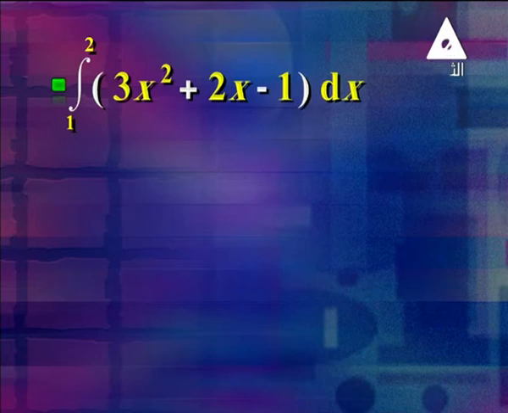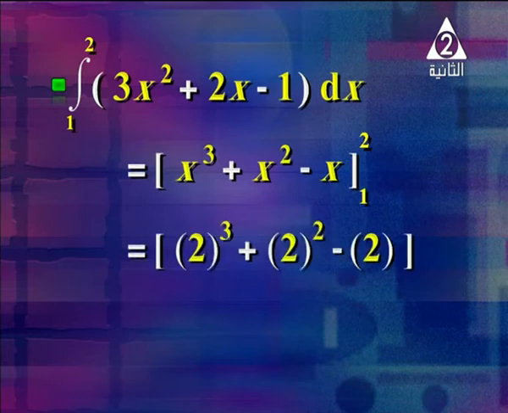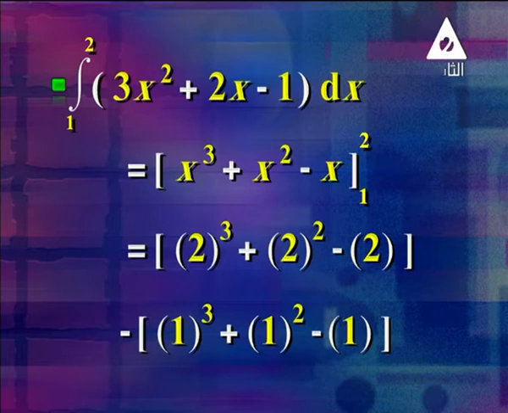After that, substitute x equals 2 and x equals 1 and subtract. The answer is x power 3 plus x power 2 minus x from 1 to 2. After that, we substitute x equal 2 and x equals 1, and we find the value of the integration from 1 to 2. The value equals 9.